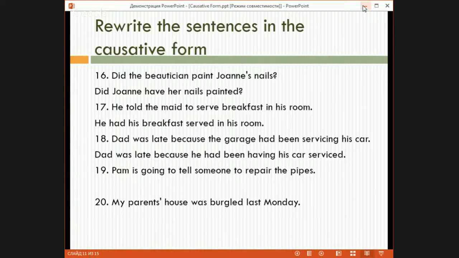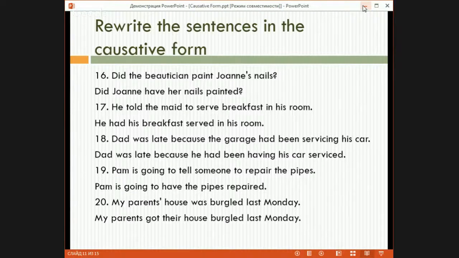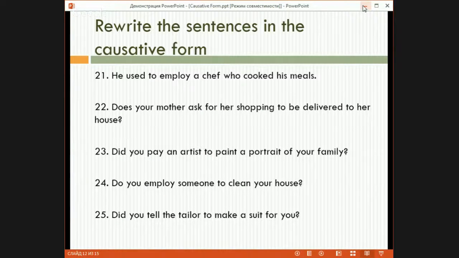Pam is going to tell someone to repair the pipes. Pam is going to have the pipes repaired. My parents' house was burgled last Monday. Unfortunate event. My parents got their house burgled last Monday. He used to employ a chef who cooked his meals. He used to have his meals cooked.